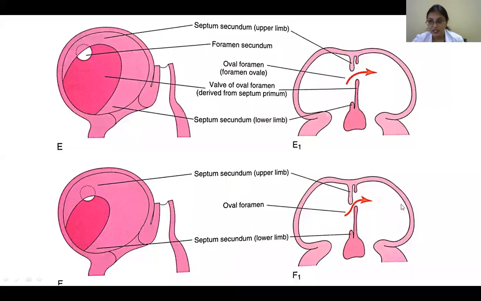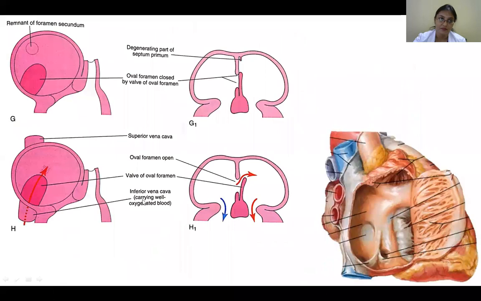But suppose the left side blood can come back. There's every chance that it can come back here. But what happens, this septum primum just goes back and touches the septum secundum because it's a thin flap. So this will again act as a valve. After birth, if the blood goes this way, it's going to open up, but if it's the other side, then it's going to close. So in the adult heart, this is what you see.